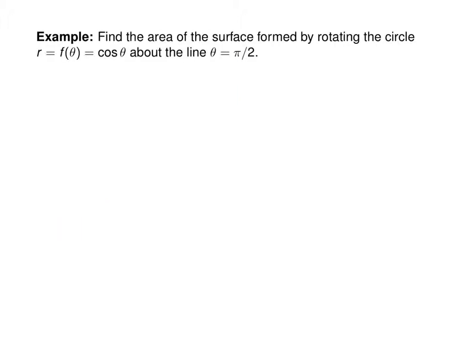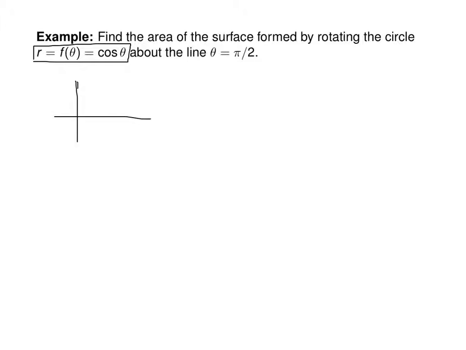So let's find the area of the surface formed by rotating the circle f of theta equals cosine theta about the line theta equals pi over 2. First we have to graph cosine of theta and figure out what values of theta constitute the beginning and end of that curve.